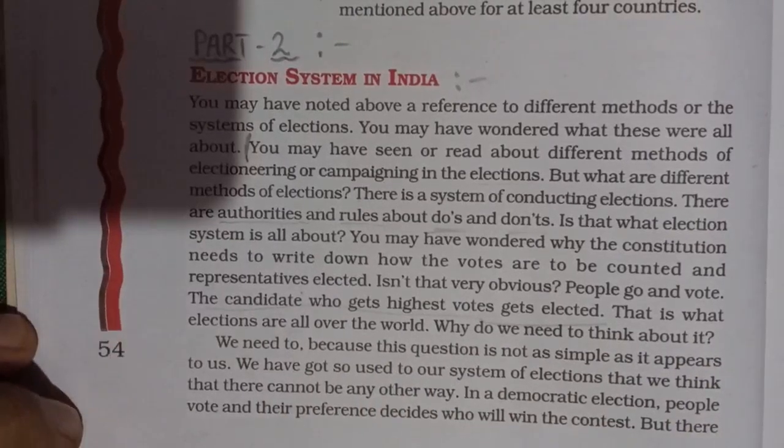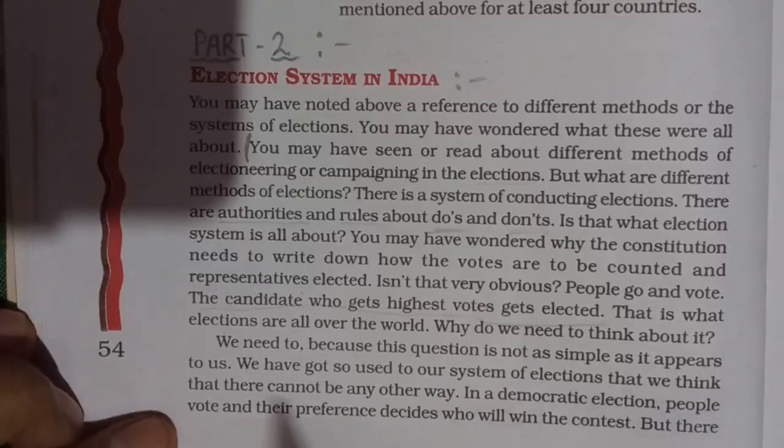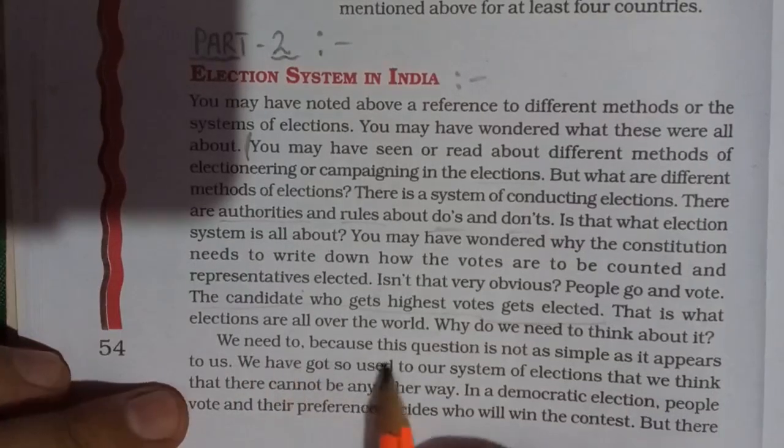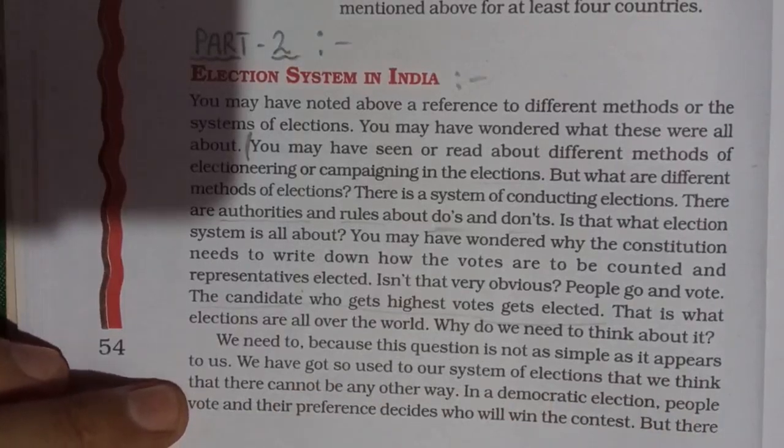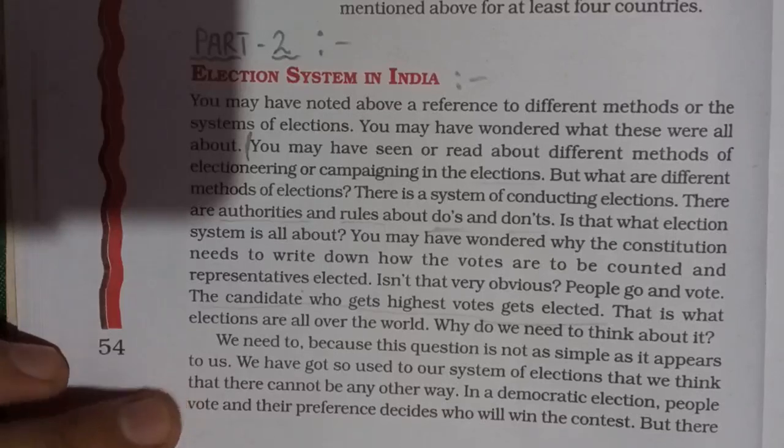But why do we need to think about it then? Why has this topic been added to your syllabus if it was so easy, so simple, that if a person is elected as he has got the highest number of votes, then we need not study this topic? But we need to study, because this question is not as simple as it appears to us. It appears so simple that whoever gets the highest number of votes is elected, and his party forms a government if it gets the majority of total votes or the total seats. But it is not so simple.